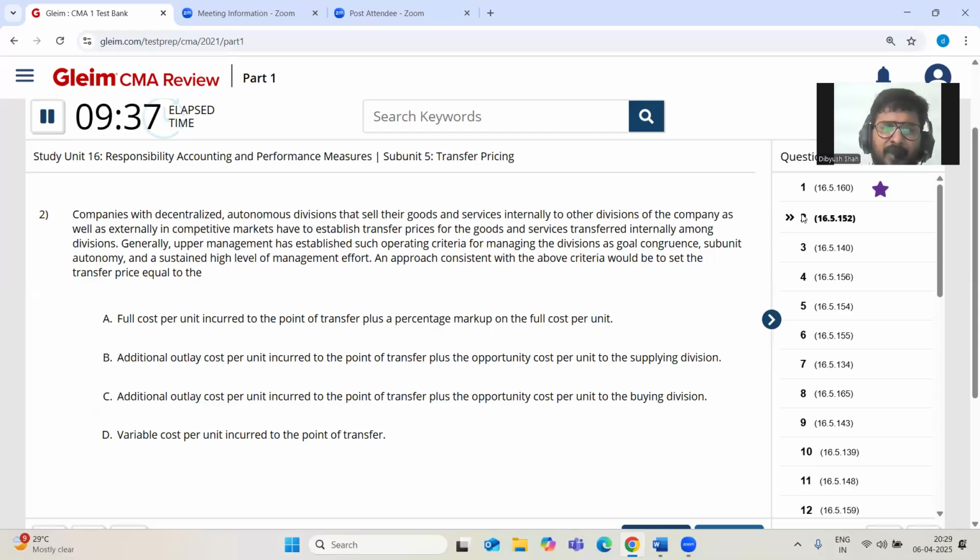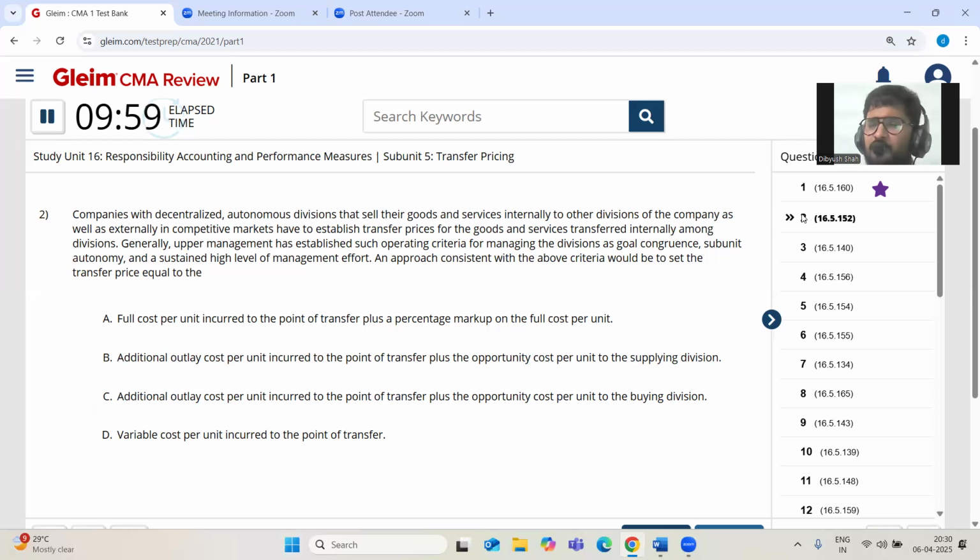Option D, variable cost per unit incurred to the point of transfer. No. Variable cost only works if there is no excess capacity at all, and the question is not telling this at all. So let's assume there is no excess capacity. So C and D cannot be your right answer. The answer has to be between A and B.